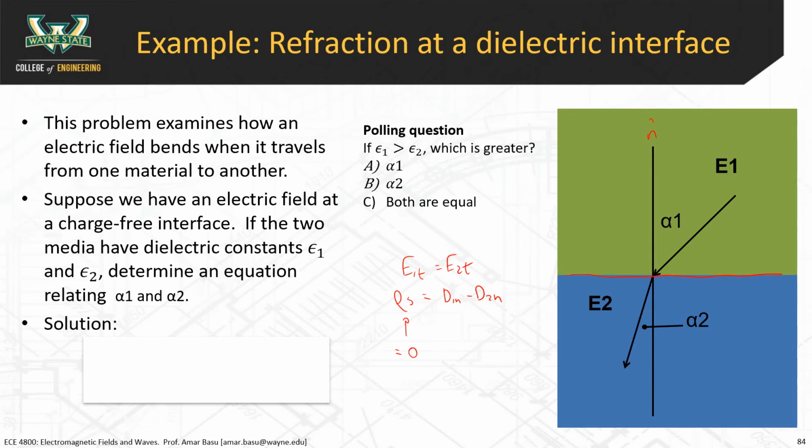I'm going to erase this ink on the slide and just write it over again. So these two rules, E1t is equal to E2t. Okay, so we have a situation where epsilon 1 is greater than epsilon 2, but let's write out 0 is equal to D1n minus D2n. Okay, so D1n is equal to D2n, and the other way we can write that is epsilon 1 E1n is equal to epsilon 2 E2n.